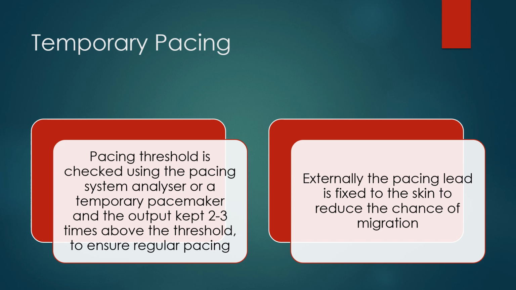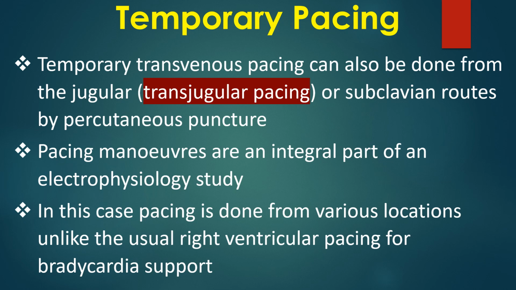Externally, the pacing lead is fixed to the skin to reduce the chance of migration. Temporary transvenous pacing can also be done from the jugular, transjugular pacing, or subclavian routes by percutaneous puncture. Pacing maneuvers are an integral part of an electrophysiology study. In this case, pacing is done from various locations, unlike the usual right ventricular pacing for bradycardia support.